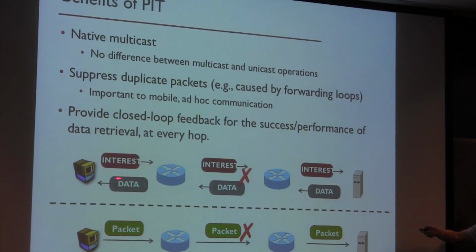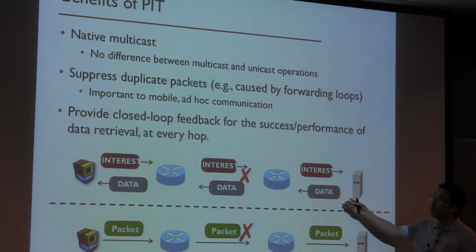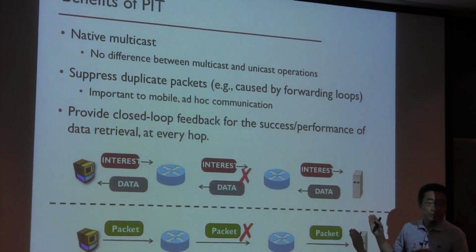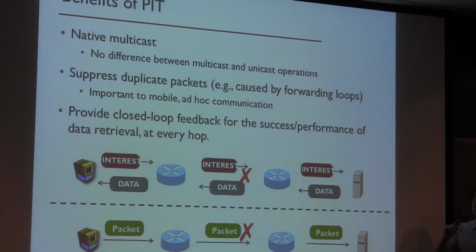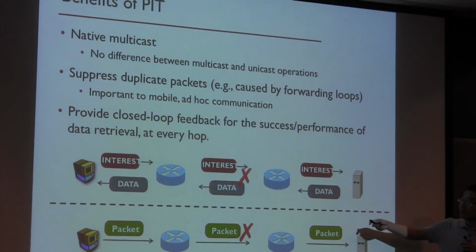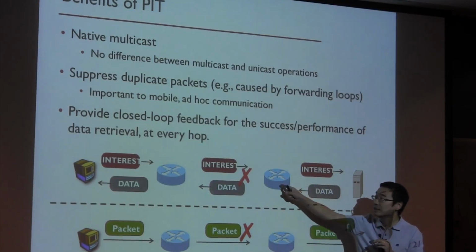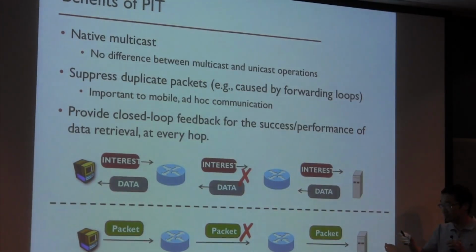In NDN, at every hop, you have this feedback loop. So then you know not only whether it works, you also know how well it works. Say I have two options. I send interest to both, and one gives me data after 10 milliseconds, the other gives me data after 1 second. So I know the first option is my better option, so future interests can go there. This is all possible because you maintain the state in the router, and it gives you all of this benefit.